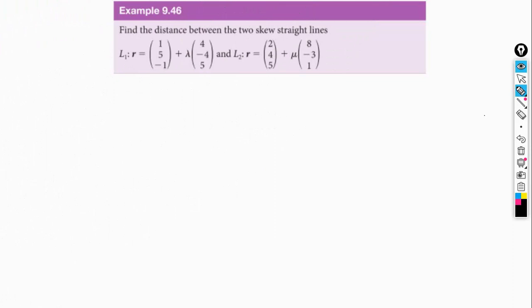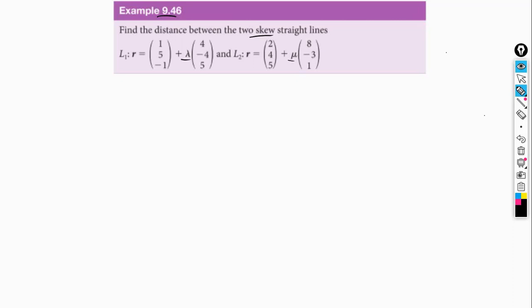So we continue with example 9.46, and it says, find the distance between two skew straight lines. Line 1 is r equals 1, 5, -1, plus lambda 4, -4, 5. Now this is just a scalar, of course. And then for line 2, we have equation r equals 2, 4, 5 plus mu, the scalar, times 8, -3, and 1. So in order to solve this, we need to find two planes that are parallel to each other and contain these two lines.